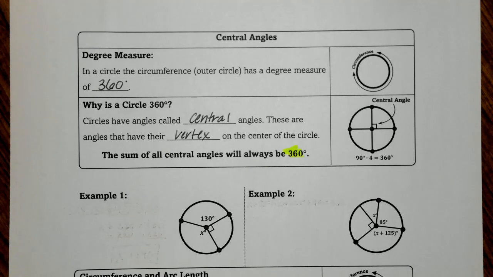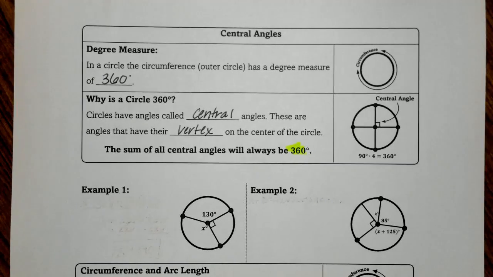All right, this video is going to be a little bit more covering central angles, reiterating what they are, how we find them, and then we're going to move to arc length. This will be the third page of our notes at Katy High School in spring of 2024. As a reminder, on the previous page, in a circle, the circumference, the outer circle, has a degree measure of 360.